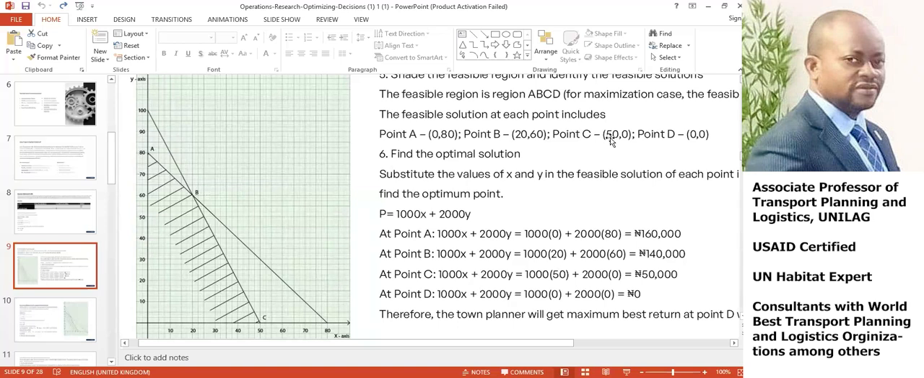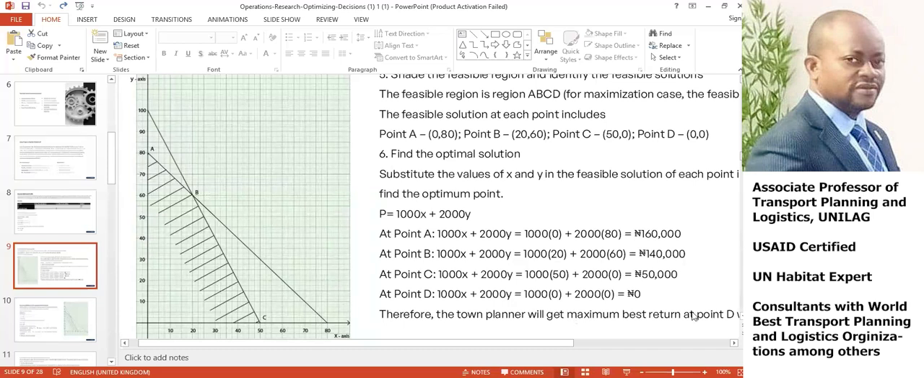You have our x at 50, and y at 0. 50 first, 0 for y later. Then the same thing happens here. So at point D, we have 0 naira. At point C, we have 50,000 naira. At point B, how much do we have? 140,000 naira. Then at point A, how much do we have? 160,000. So we can conclude that the logistician will get maximum best return at what point?